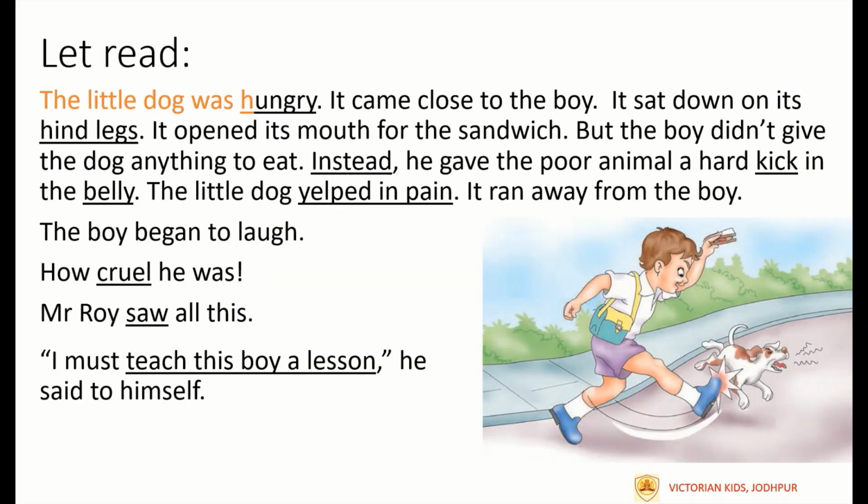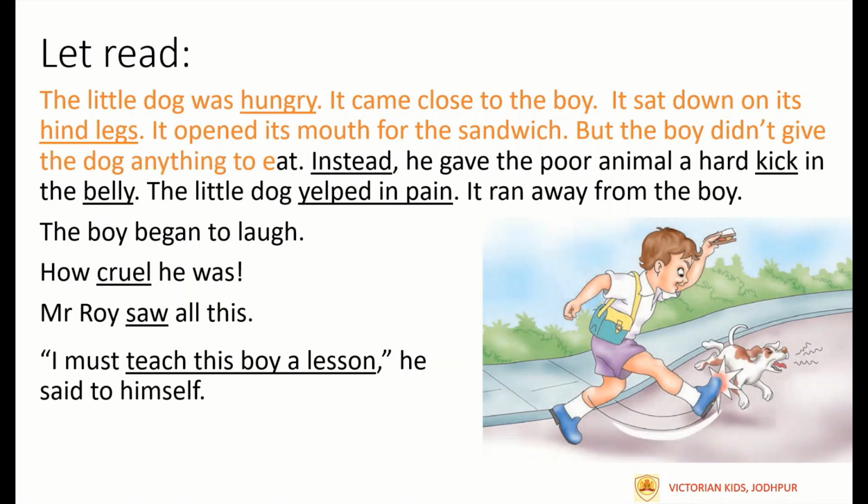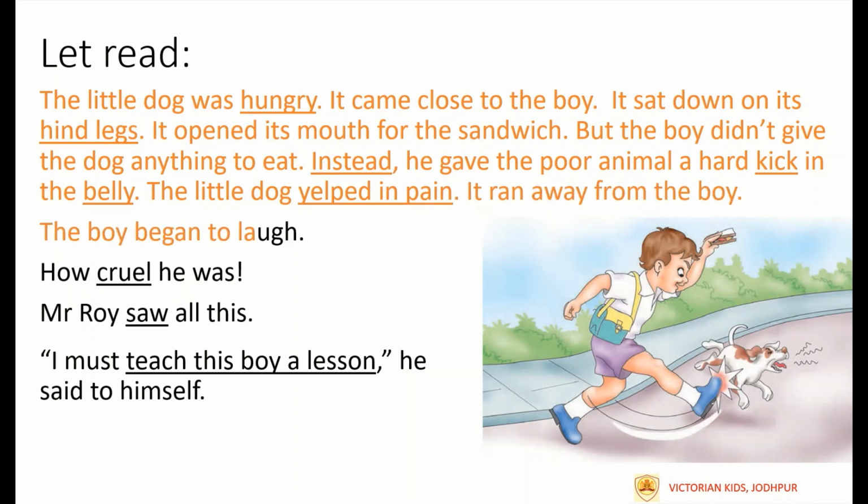The little dog was hungry. It came close to the boy. It sat down on its hind legs. It opened its mouth for the sandwich. But the boy didn't give the dog anything to eat. Instead, he gave the poor animal a hard kick in the belly. The little dog yelped in pain. It ran away from the boy. The boy began to laugh. How cruel he was! Mr. Roy saw all this. "I must teach this boy a lesson," he said to himself.